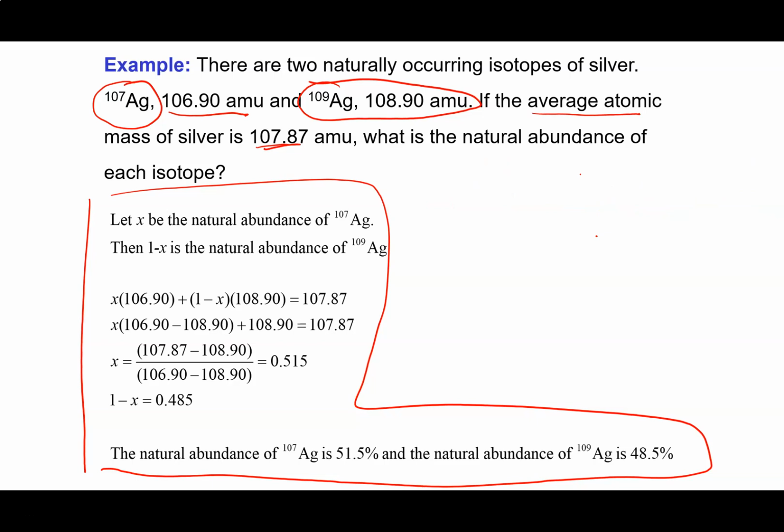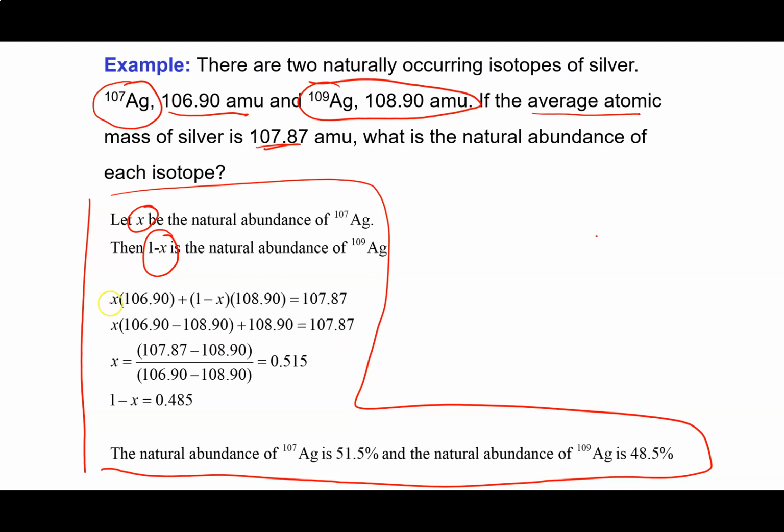So what I'm going to say is that the lighter one has a natural abundance, or a fraction, of x. Then that means that the natural abundance of the second one has to be 1 minus x, because x plus 1 minus x equals 1, right? So now I've only got one thing to solve for, which is this x. So I'll go through and do that now.